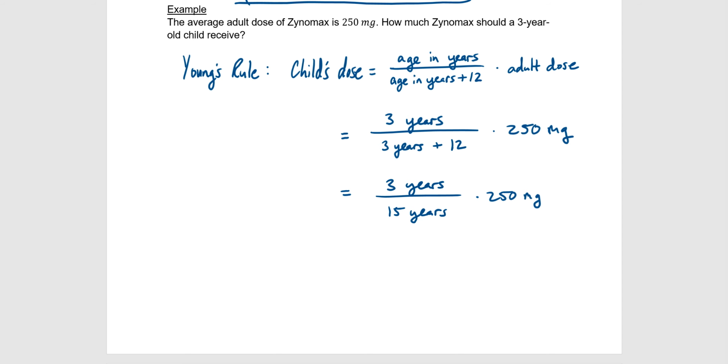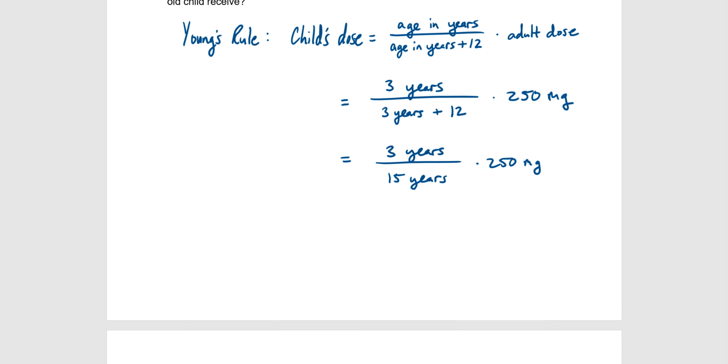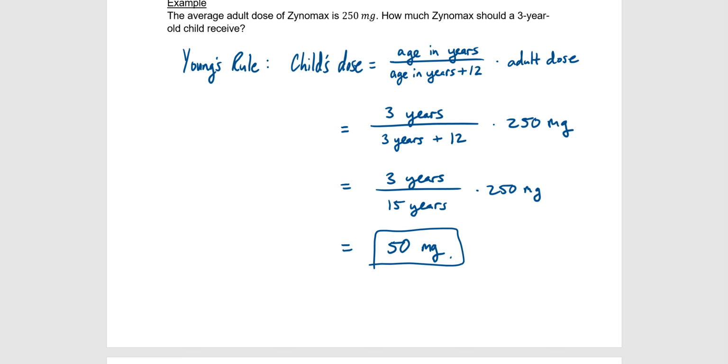So now we do this the same way that we've been doing it. You can do 3 times 250 divided by 15, and we'll end up getting 50 milligrams. Okay, so our answer here is 50 milligrams, and once again, just notice that the years cancel off, and we're left with milligrams as our final answer.